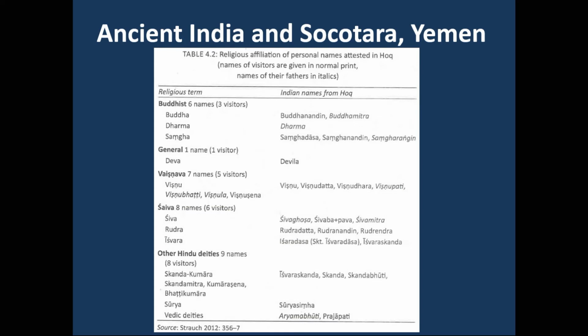Now if we look at the excavations that have been done, you find here quite a lot of stones that have got Hindu names inscribed on them. Here is a list of all the Hindu names that have appeared on stones of this island. For example, there are names like Dharma, Buddha, Sangha, Vishnu, Vishnu Sena, Shiva, Rudra, Ishvara, Surya, and names of Vedic deities like Prajapati and so on, Surya Simha. So you can see here quite a lot of Hindu names have appeared on the stones on this island.